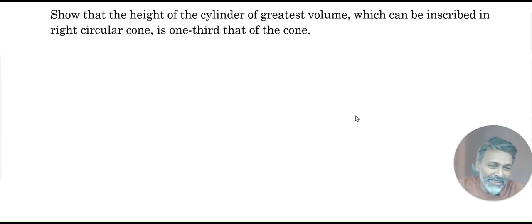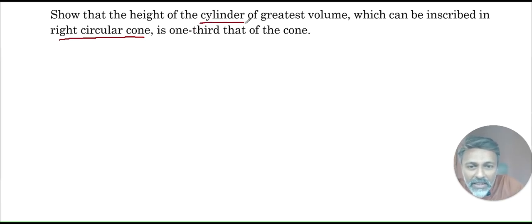Show one more. Show that the height of the cylinder of greatest volume, similar language to the previous one, which can be inscribed in a right circular cone. So the cone is outside and the cylinder is inside, and the cylinder's volume needs to be maximized. Then we have to show that the height of the cylinder is 1/3 to that of the cone.